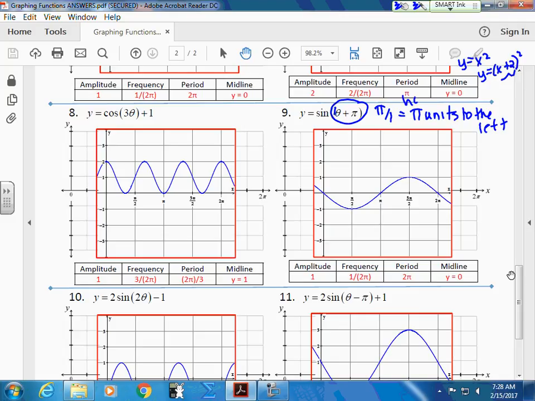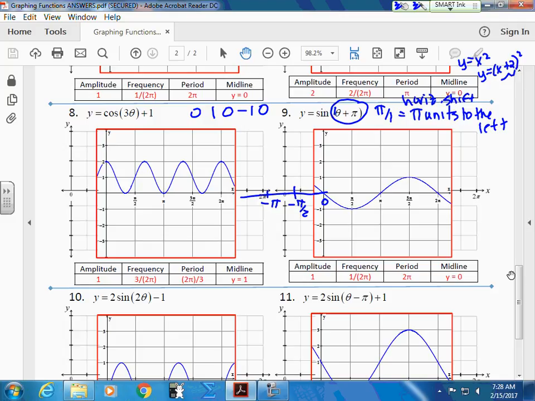Horizontal shift. This would be how I describe my transformation: pi units to the left. Agree? So I should start the cycle at negative pi. I should come out here to negative pi and start my cycle. My cycle of sine says 0, 1, 0, negative 1, 0. Now, I'm going to start this at negative pi. They don't have a negative pi out here, so I'm just going to extend this right now. There's 0. There's negative pi over 2. Here's negative pi.